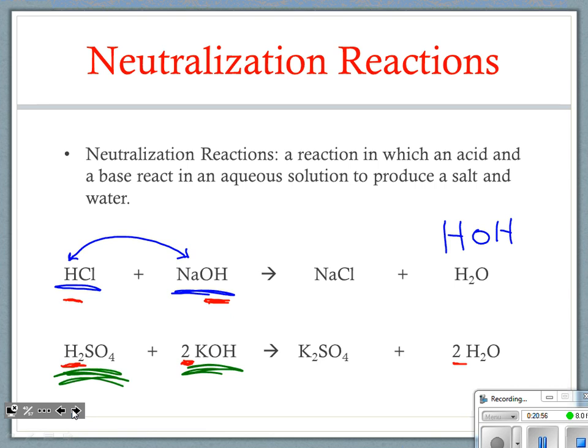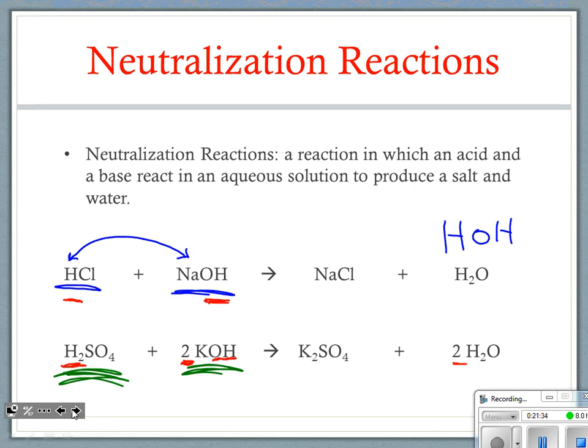We're going to talk about that come next week also. We're going to deal with what we call equivalence. A different term we'll go with next week, the equivalence. But can you see that there's two hydrogens here? How many hydroxides here? Still only one, but what have we done to it? We've added a coefficient, okay? Do you think it's a coincidence that the hydroxides and the hydrogens equal out?